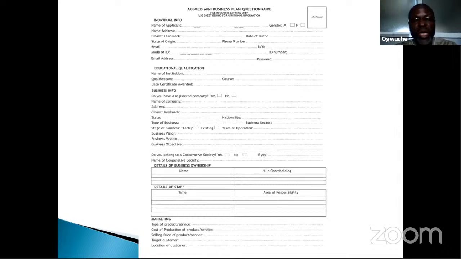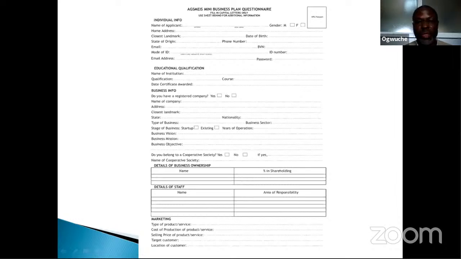The address, give us the address. If it's an existing company, you'll be able to have an address of that business. And then closest landmark, also give us the closest landmark. If you don't have a separate address from your home address, you still give us the same home address. State here, that's the state where the business is located. Nationality, that's the nationality of the owners of the business. Type of business, what type of business are we looking at? And then the business sector.